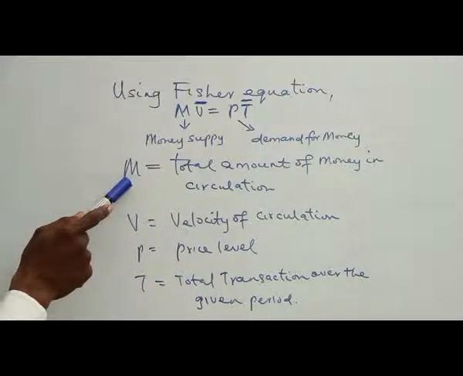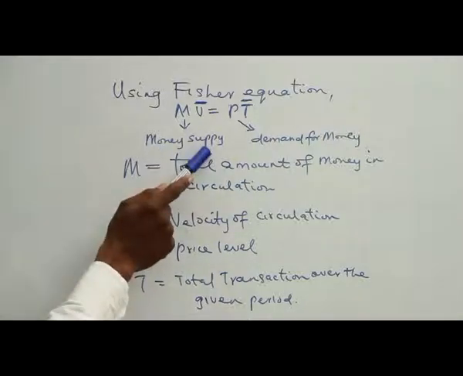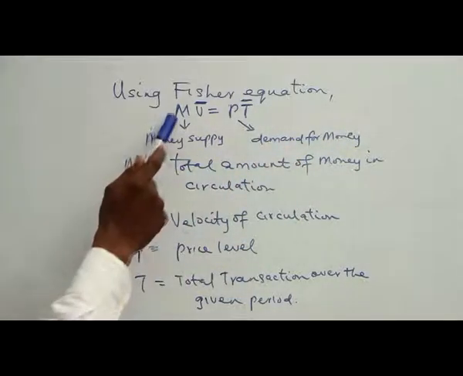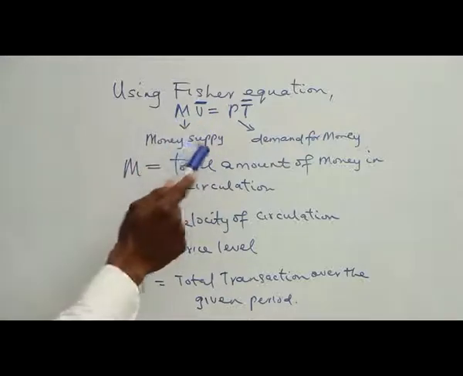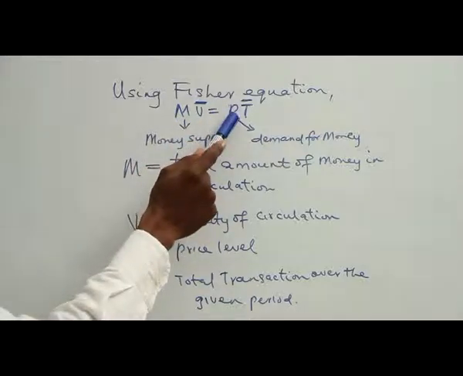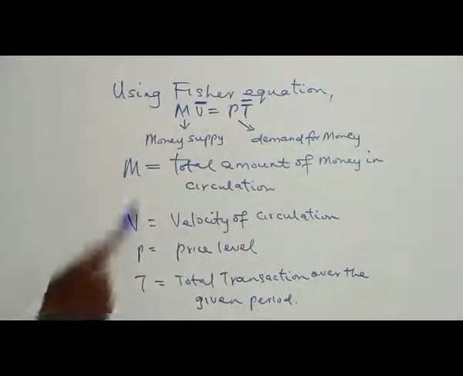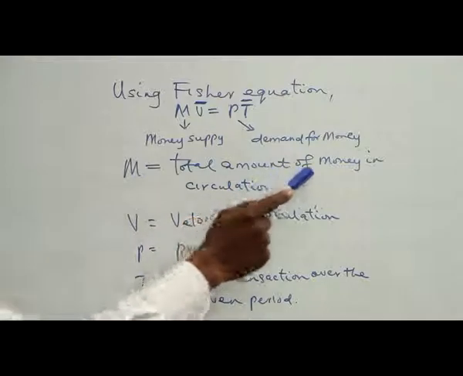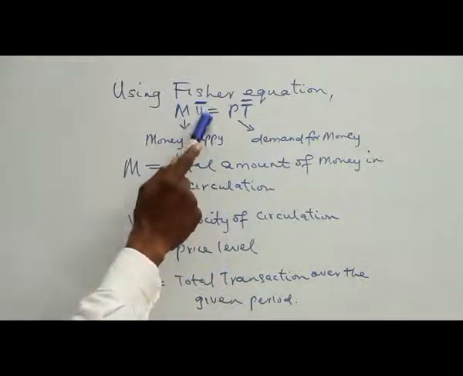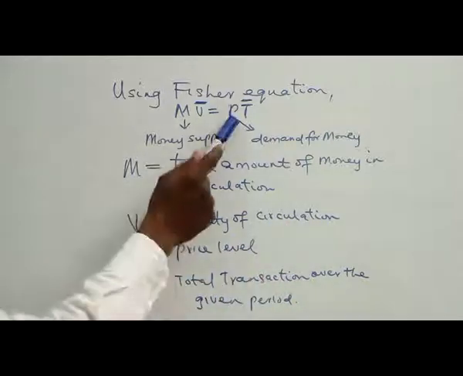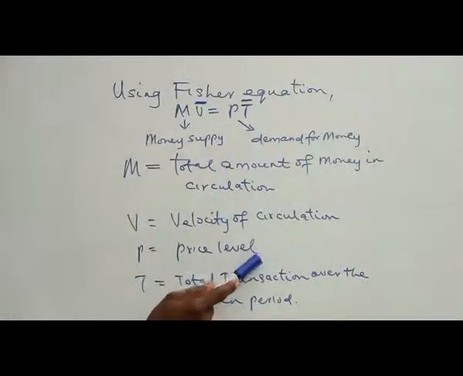MV indicates money supply. PT indicates demand for money. So it's like we multiply M times V to give us money supply, and we multiply P by T to give us demand for money. So let's define the symbols. M implies total amount of money in circulation. V implies velocity of circulation. Now P indicates price level, while T implies total transactions over the given period.